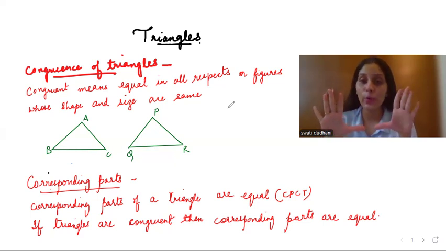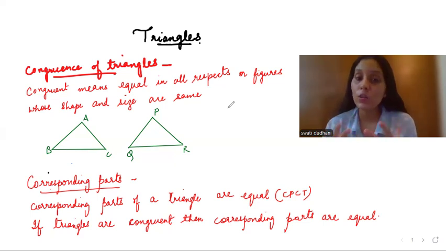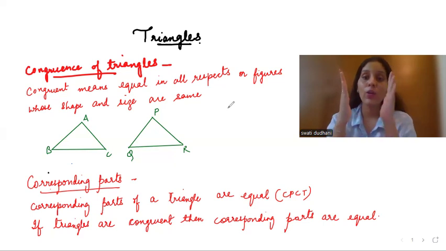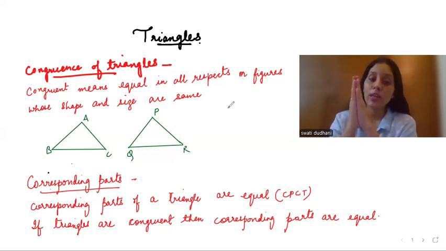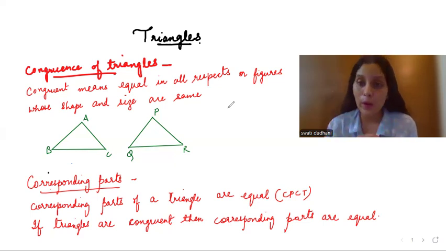So they are congruent. We can also say that when I superimpose this hand onto this hand, it looks like a single shape, single figure. That means when two shapes overlap and look like a single one, it is known as congruent.